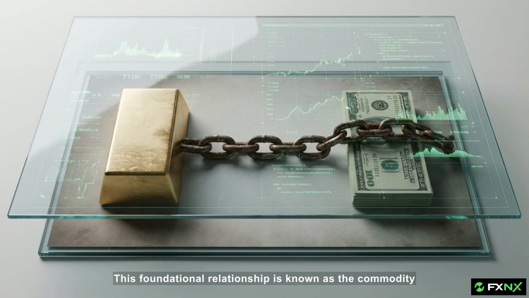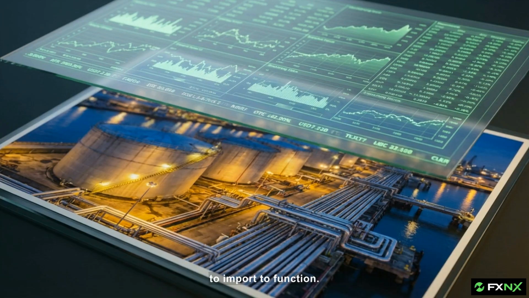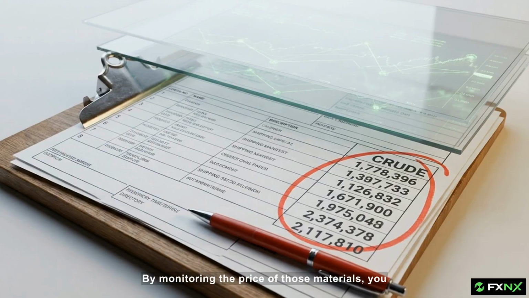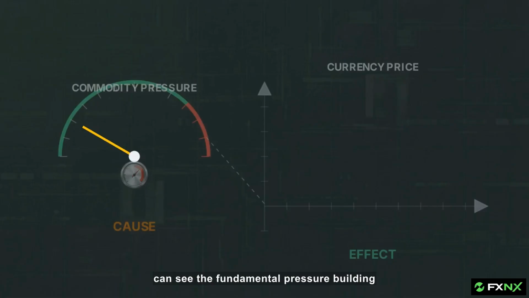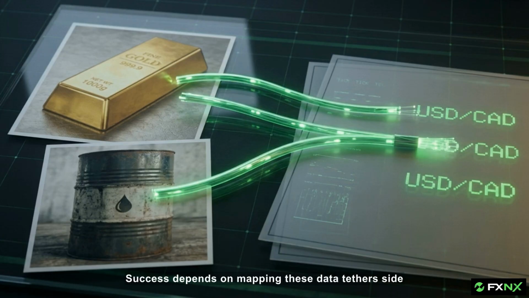This foundational relationship is known as the commodity-currency link. It is the rule that a country's economic value is tied to the raw materials it pulls from the ground, or the energy it needs to import to function. By monitoring the price of those materials, you can see the fundamental pressure building on a currency before the price action reacts. Success depends on mapping these data tethers side by side with your standard Forex pairs.